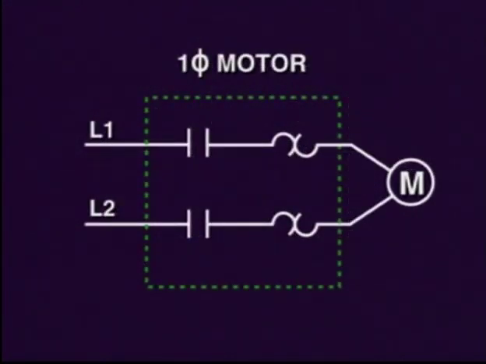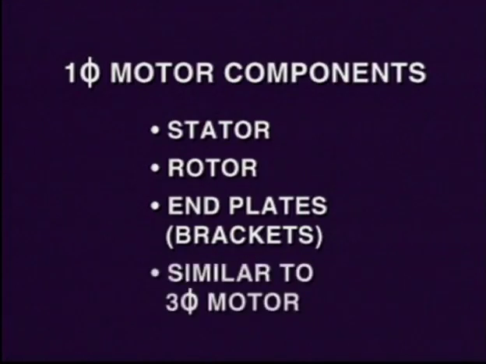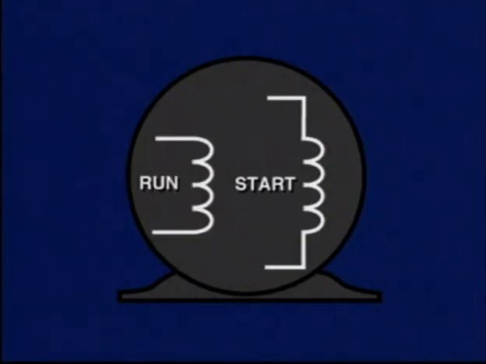Single-phase motors are used most frequently in applications requiring a fractional horsepower motor, or in applications where there is a need for a motor and there is no three-phase power available. The single-phase motor also has a stator, a rotor, and the end plates which form the brackets of the motor. These components are very similar to the three-phase motors, except that it may have some additional components or other modifications. The stator is formed by two windings, namely a start winding and a run winding.